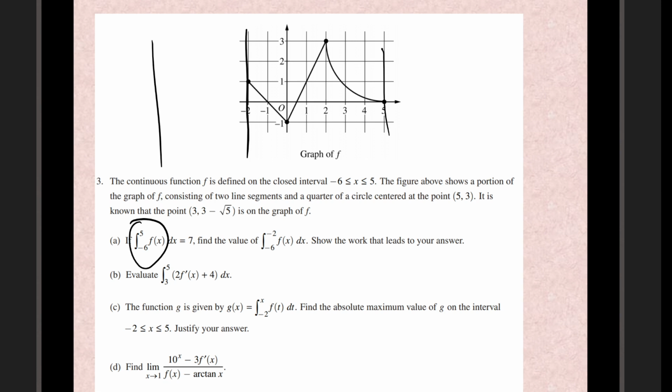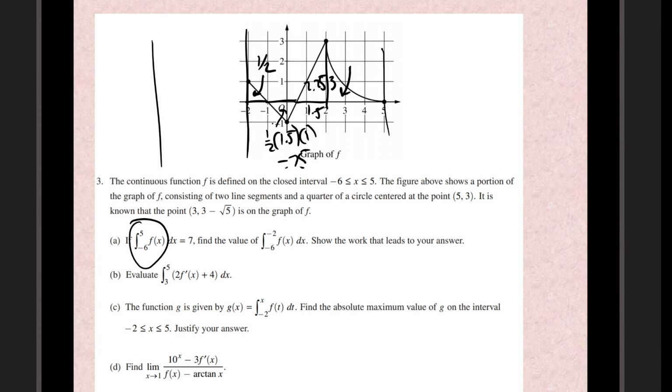I know nothing about this, but what I do know is how to find the integral of f of x. I find the area of all these parts. This is 1/2 times 1 times 1, so that's a half. This is 1/2 times 1.5, which is how long the interval is, times 1. So it's 0.75, but negative 0.75 because it's below the axis. This is 1.5 by 3, so I do 1/2 times 1.5 times 3, that's 2.25.